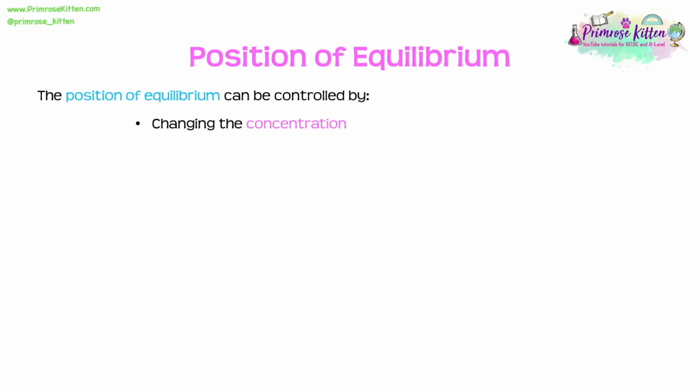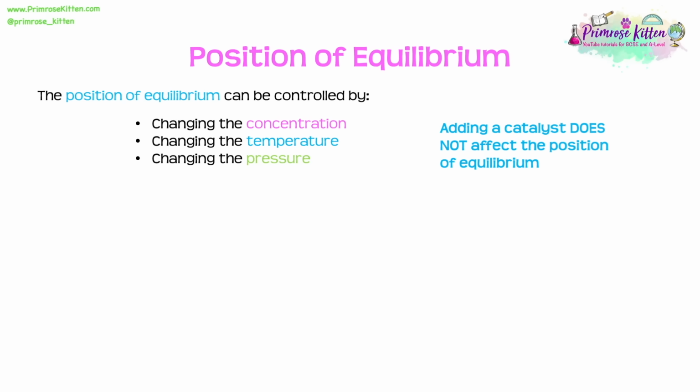So reversible reactions can reach an equilibrium. Now, the position of this equilibrium can be controlled by three different factors: a change in the concentration, a change in the temperature, and a change in pressure. One thing that doesn't change the position of equilibrium, however, is adding a catalyst. This has no effect. It simply speeds up the rate of reaction.